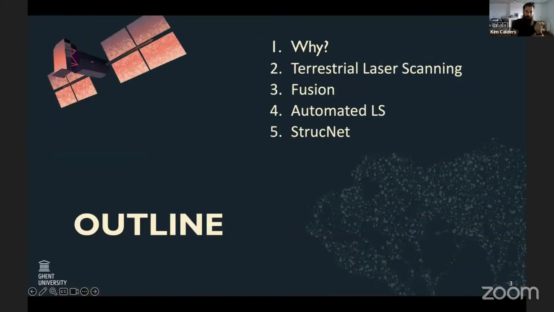So today I want to talk a bit about why terrestrial laser scanning, or TLS, can be a useful tool for vegetation monitoring. And then I want to move on a bit to fusion and the new advances that we're seeing in the field, like automated laser scanning, and how that sort of embeds into a new global network of automated laser scanning that we're trying to set up.